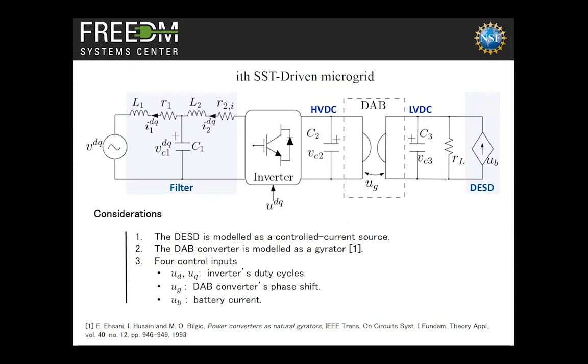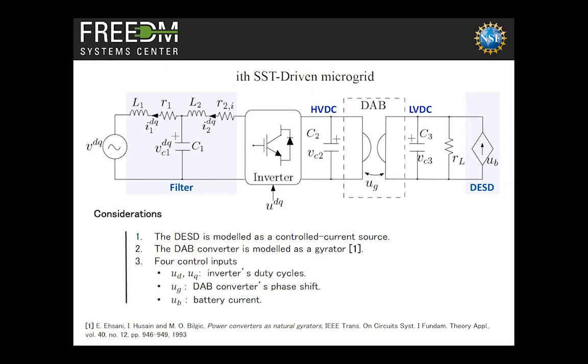So first you have this LCL filter concept, right? And then comes the inverter. Then you have the low voltage to high voltage, high voltage to low voltage transformation through the dual active bridge, or the DAB. And then on the low voltage side, you have the energy storage devices connected over there.